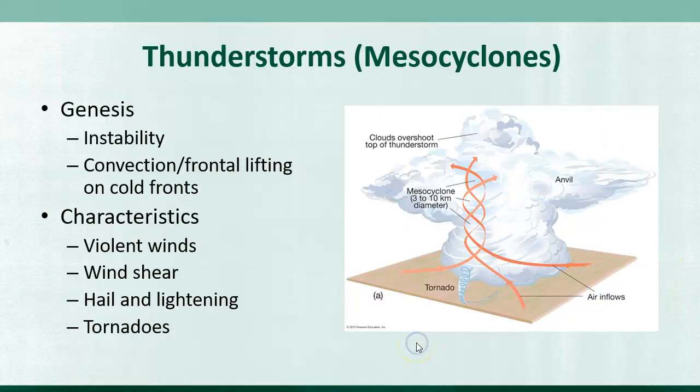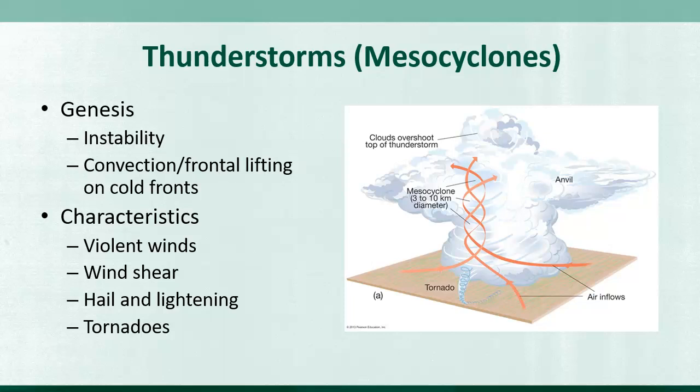Now, on a much smaller scale, thunderstorms are known as mesocyclones. They're still low pressure areas, so they are still air that is converging, in the northern hemisphere counterclockwise. But in the case of a thunderstorm, it's a much smaller event, often caused as a result of atmospheric instability and convection taking place, though they often take place along cold fronts as well, when we get some sort of frontal lifting.